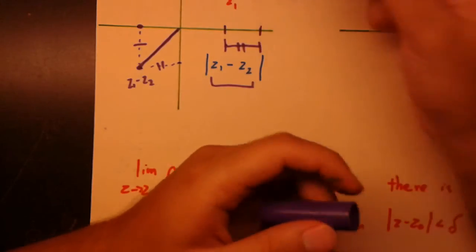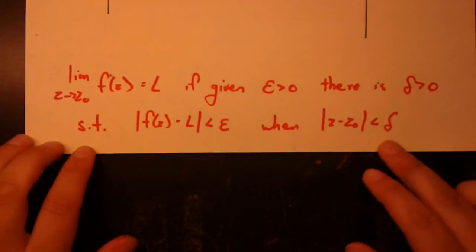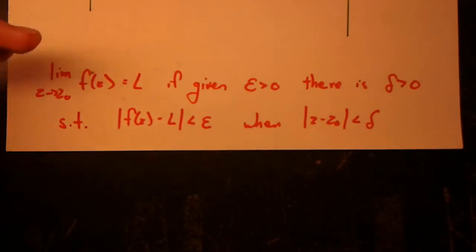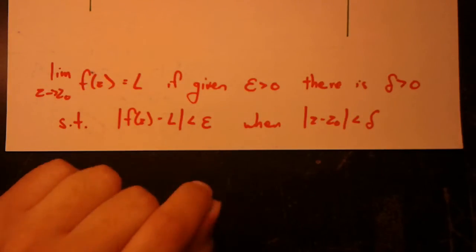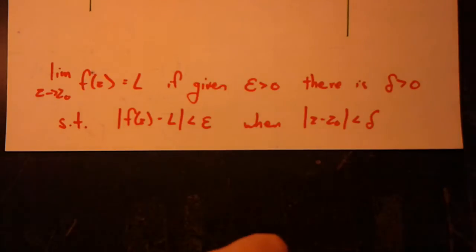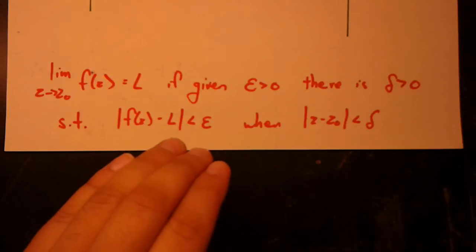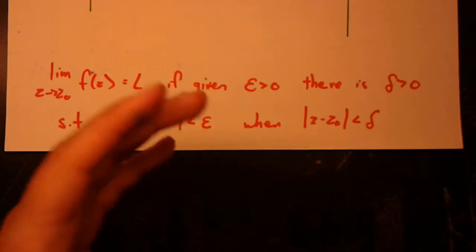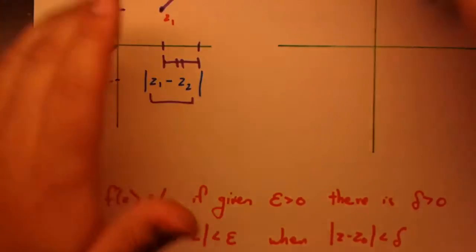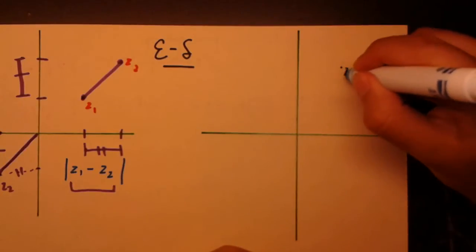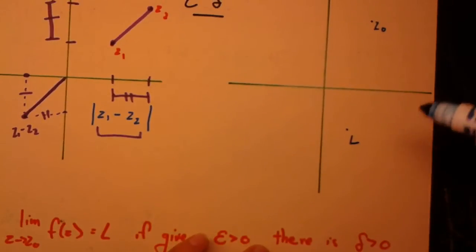With that in mind, let's tackle this epsilon-delta definition of a limit as I've written it here. I'll read it again. It says that the limit of f of z as z approaches z0 is L if, given an epsilon greater than 0, there is always a delta greater than 0 such that the modulus of f of z minus L is less than epsilon when the modulus of z minus z0 is less than delta. This still seems kind of complicated, but we'll break it down and use what we just learned about modulus. Now pretend that our z0 is right here, and let's say the limit that we think the function has at z0 is right here.